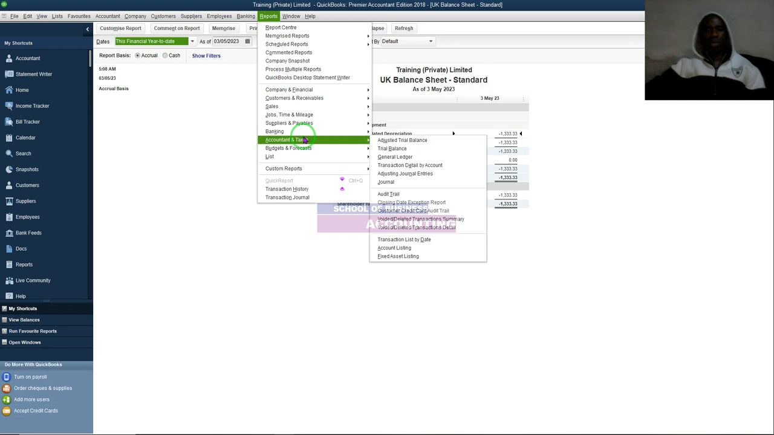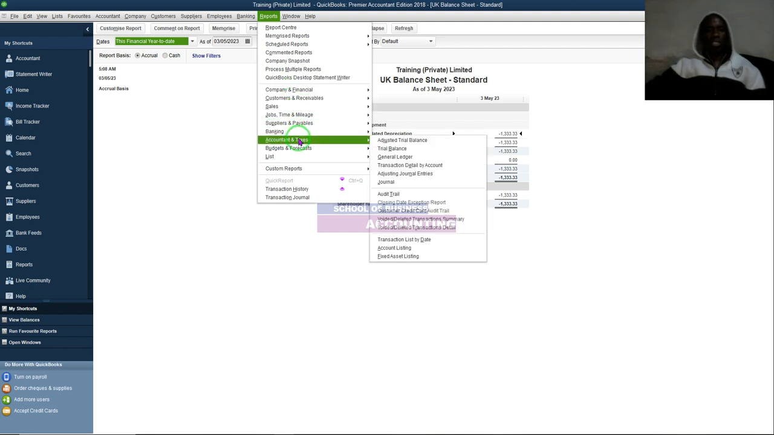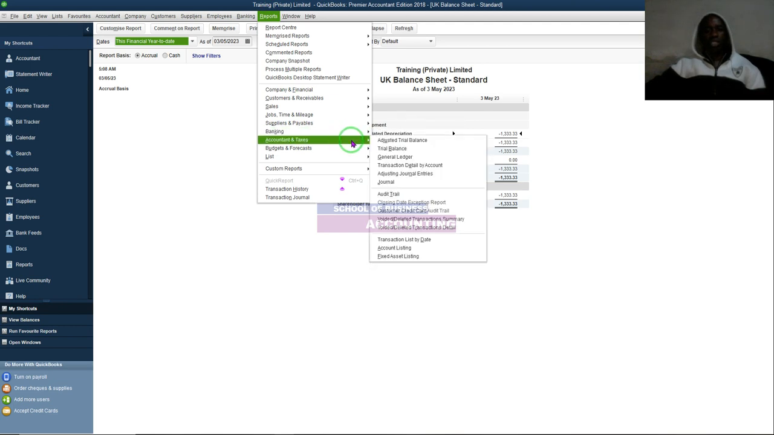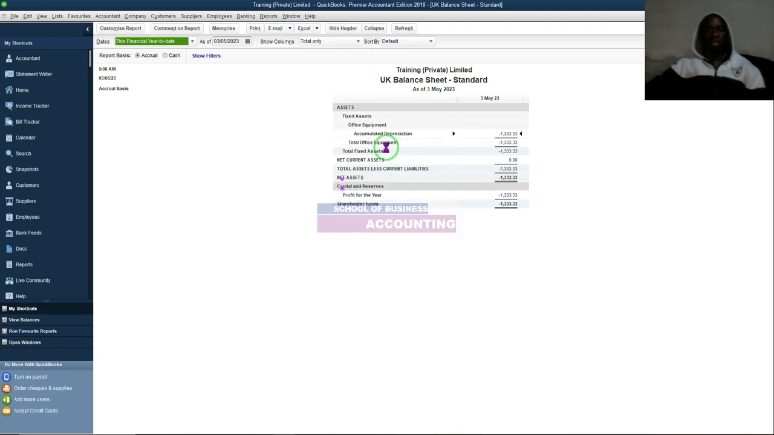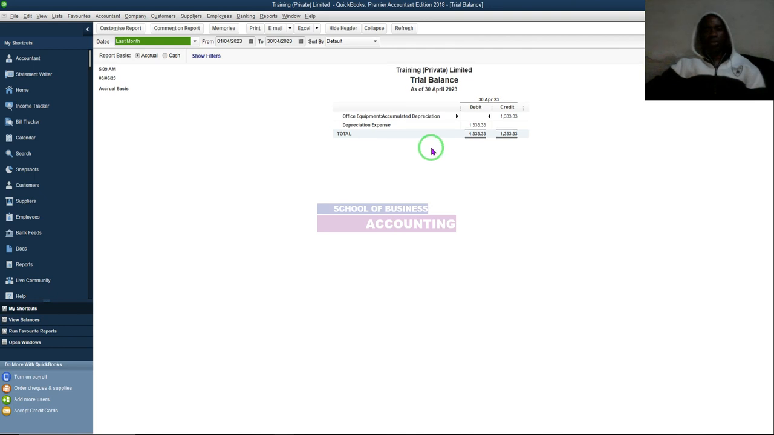When you come to your trial balance, which we are getting by going to reports, so you're clicking on reports, then you're coming to accountant and taxes, then you're clicking on trial balance. When you click on trial balance, you could actually find when the trial balance loads, let's wait for it to load, it has those transactions which are here, the accumulated depreciation as well as the depreciation expense. So basically, this is how you could actually process your depreciation expense on QuickBooks Accounting.